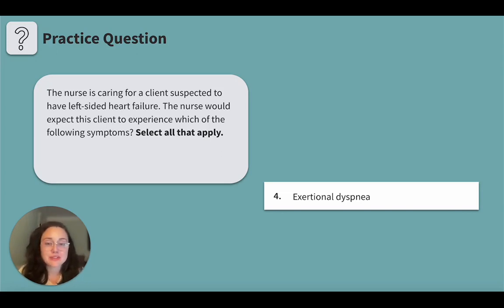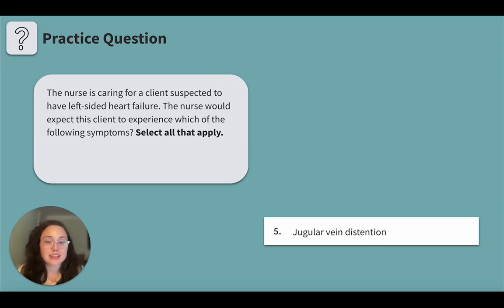Ready for the last two options? We have jugular vein distension. Jugular vein distension is the swelling of the jugular vein, which runs along the carotid artery. This is usually indicative of what? We're thinking poor blood return to the heart.